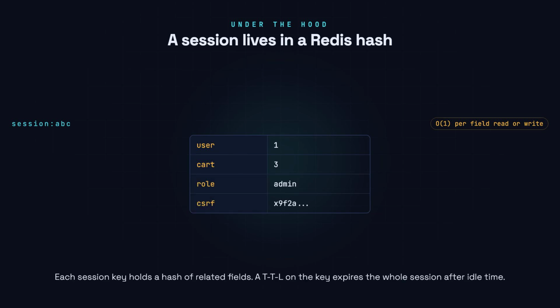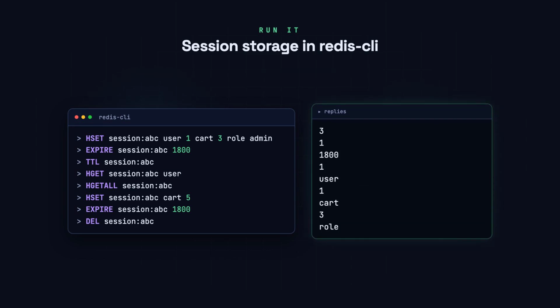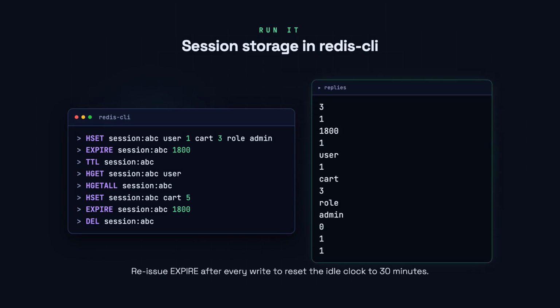Redis hashes let you group all session fields under one key. You can read or update a single field in constant time without touching the others, which keeps things efficient as session data grows. HSET writes all session fields at once. EXPIRE sets a 1800 second, that is 30-minute idle timeout. After any activity, reissue EXPIRE to slide the window forward.